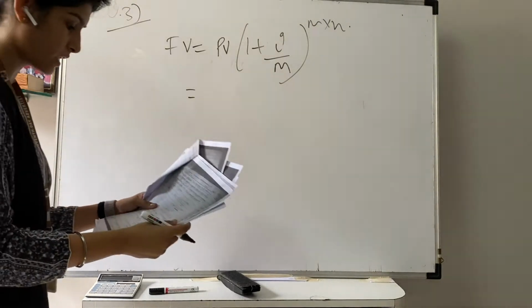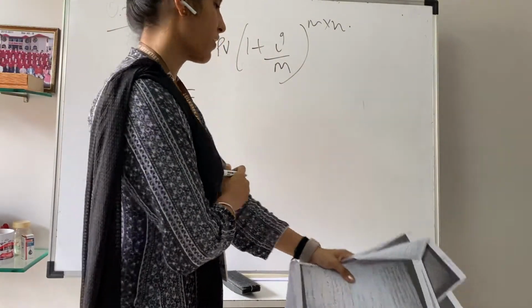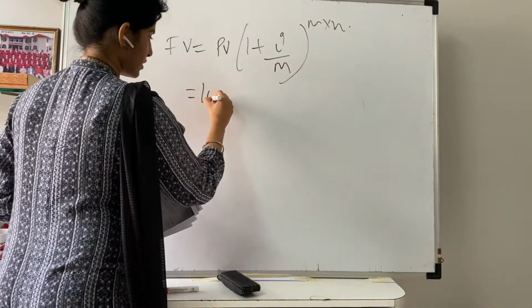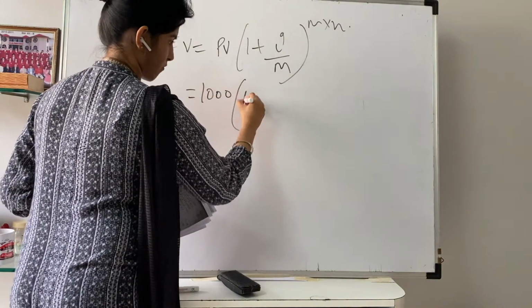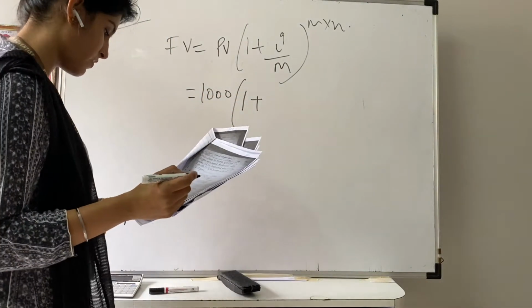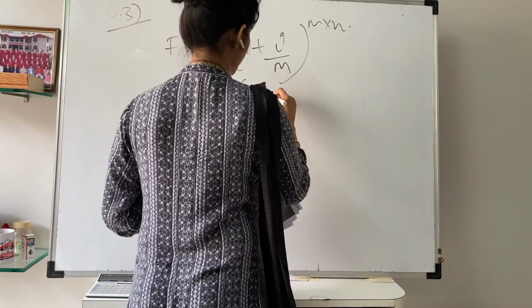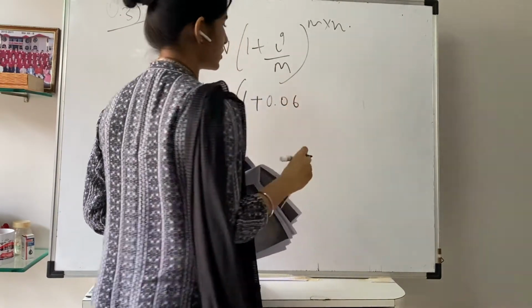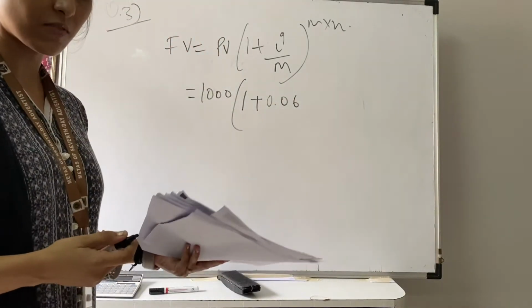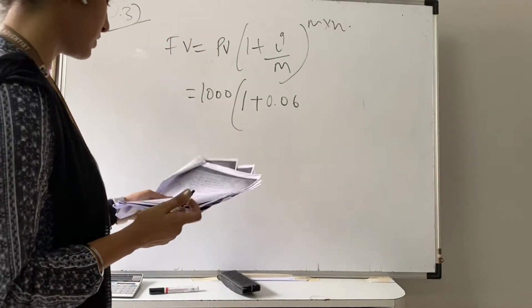We are given quarterly compounding and we need to find out the value. Your present value is 1000. 1 plus your interest rate given in the question is 0.06. It is given as 6%. We'll write it as 0.06.